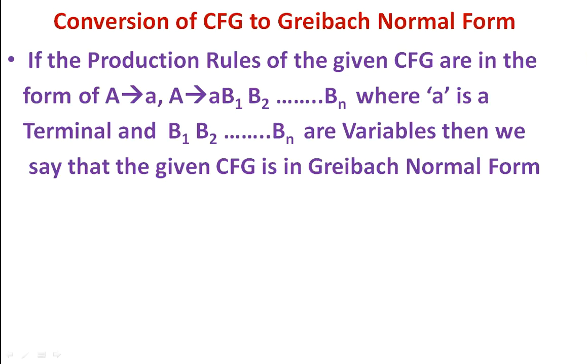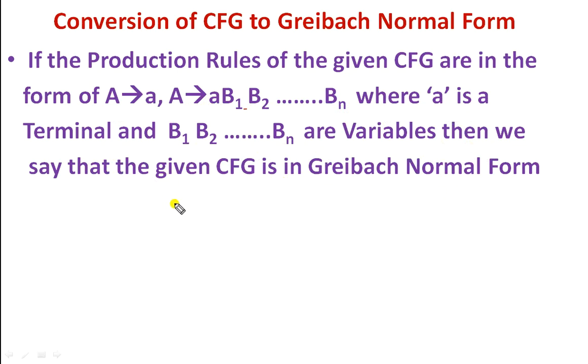In this video, let us see what is Greibach normal form and how to convert the given context-free grammar into Greibach normal form. If the production rules of the given context-free grammar are in the form A generates a or A generates a B1, B2 and so on Bn, where small a is a terminal and capital B1, B2 and so on Bn are variables or non-terminals, then we say that the given context-free grammar is in Greibach normal form.